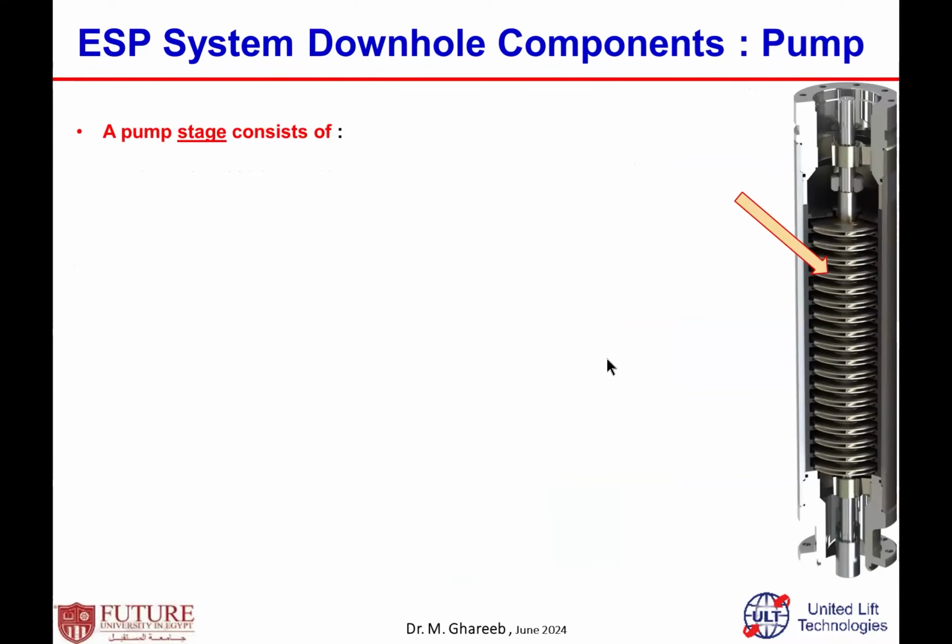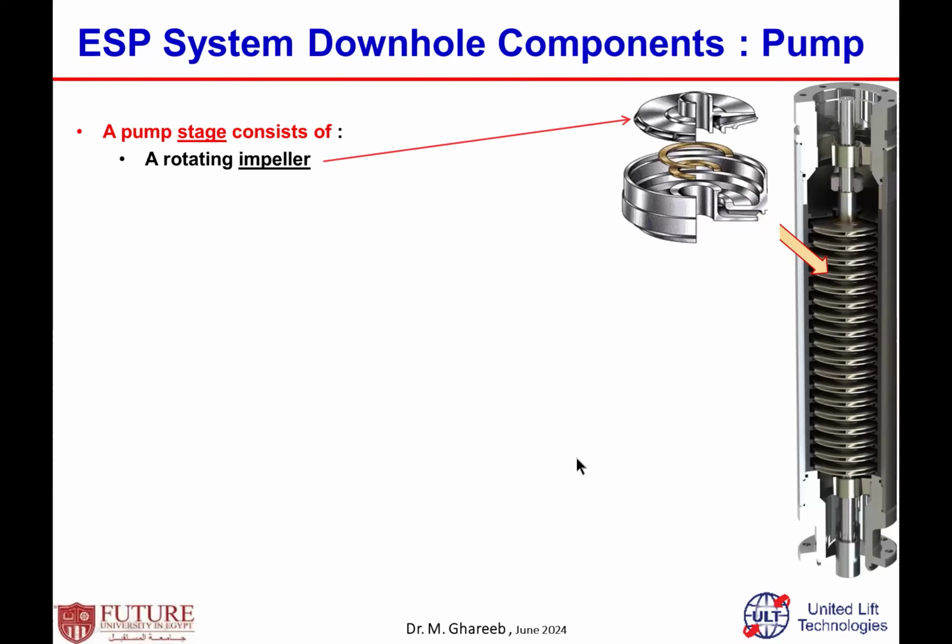What does a pump stage consist of? What is the meaning of a pump stage? How does it look from inside? The pump stage has three main components. If we take one of these stages and look at its main components, the first one is the rotating impeller. This is the only part inside the pump that rotates. Second is the stationary diffuser.